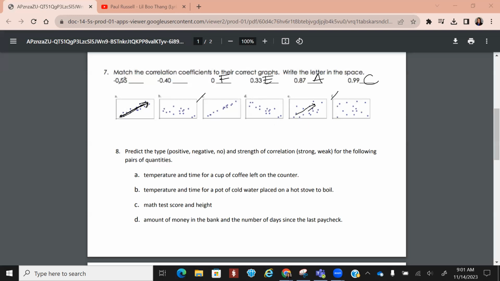Okay, so negative 0.85 is going to be what, Christian? Oh, D. Okay, and then what is negative 0.4 going to be? Fantastic. Does everybody see where I got that from? Kind of talk through it.